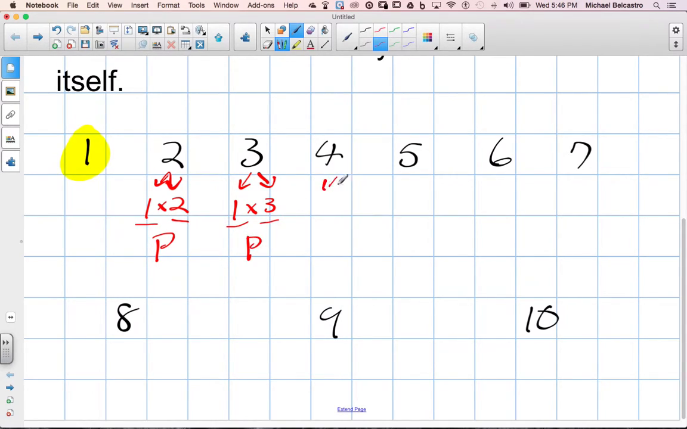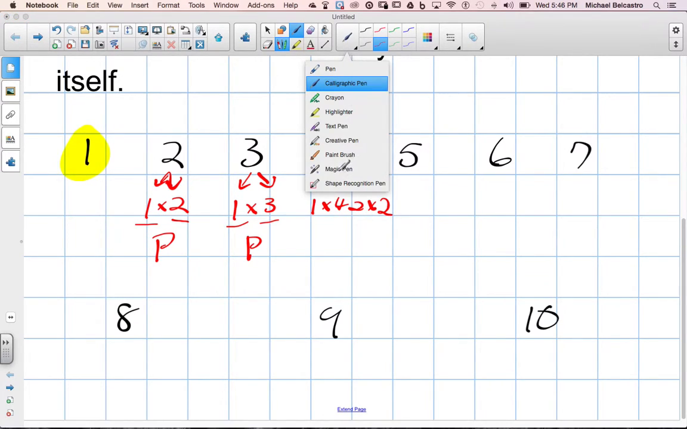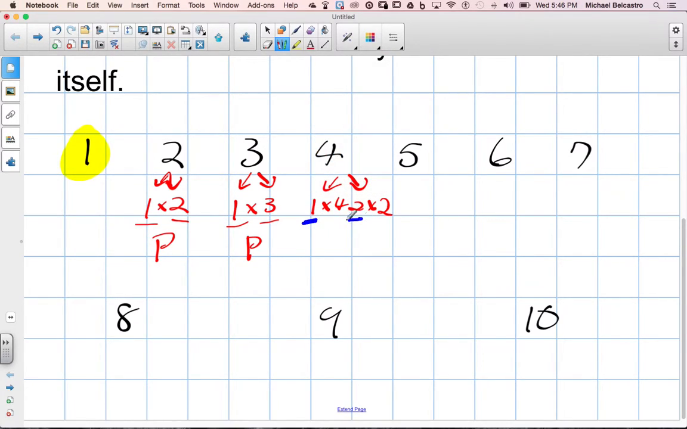How about 4? What are possible factors? 1 times 4, and 2 times 2. So how many factors are there here? Technically, there's 1, 2, 3 factors, right? 1, 2, and 4 are all factors of this number, and there's not just 2 factors. So we're going to say that this is a composite number, okay? I probably should have given myself a little more room. Let's make room. We have lots of room over here.